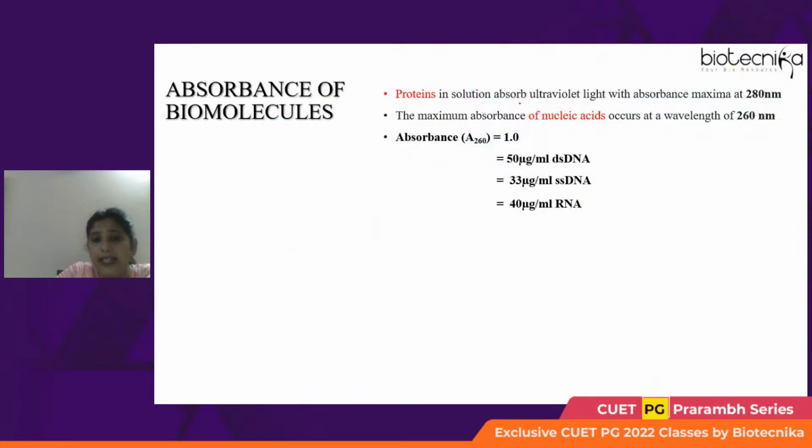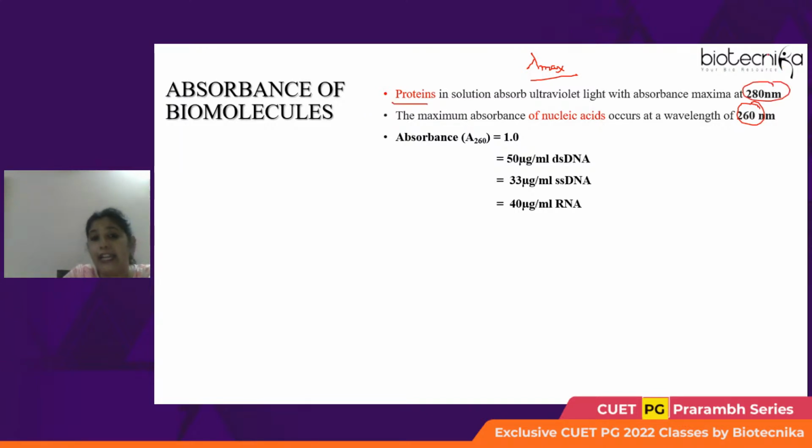Here you can see that whatever biomolecule we are studying, it always has a lambda max. That is the wavelength at which maximum absorption takes place. Usually it's a range, right? Like nucleic acids have a range where they show absorbance, but lambda max is the wavelength at which the maximum absorption takes place. So please note, for nucleic acid it is 260 nm, and for proteins it is 280 nm.